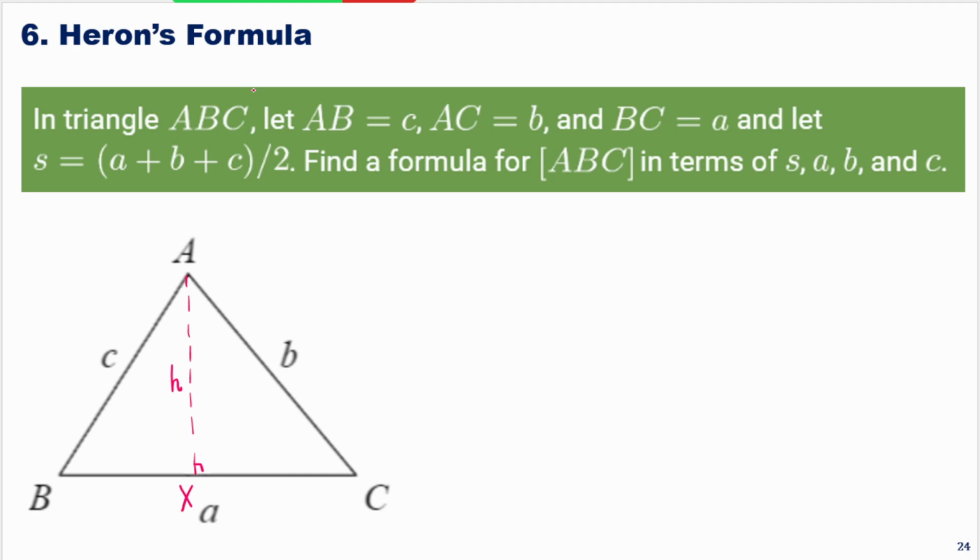So we let BX equal x. We let this length be x in order to help us find the length h. Then we know XC must be a minus x, right?